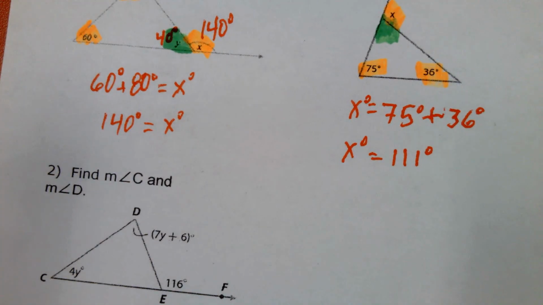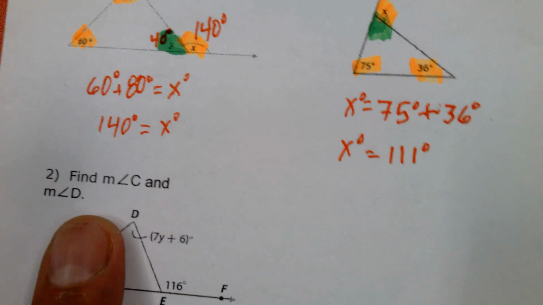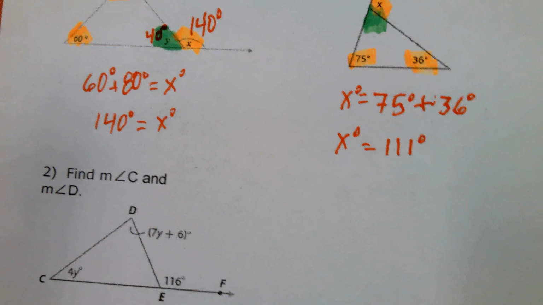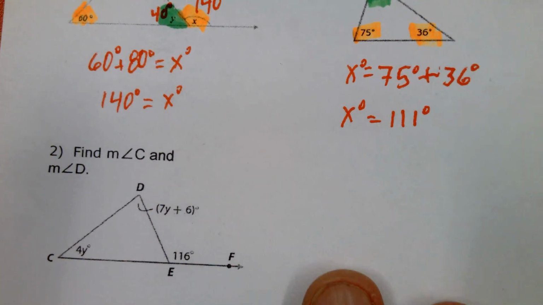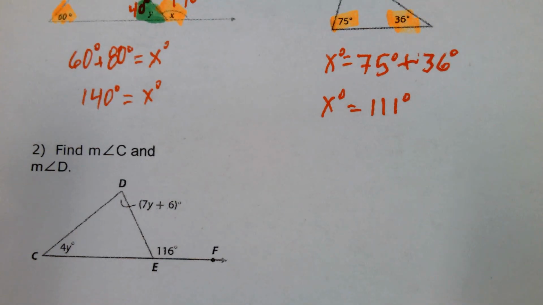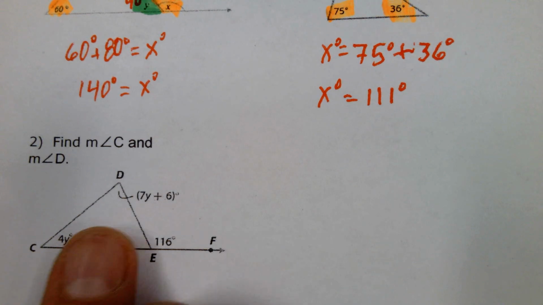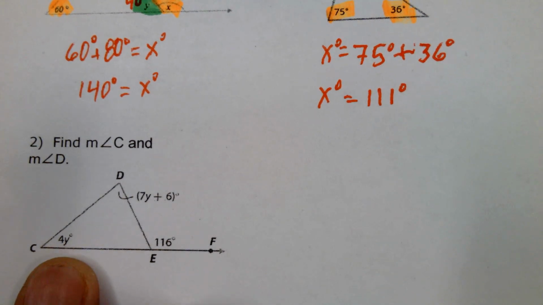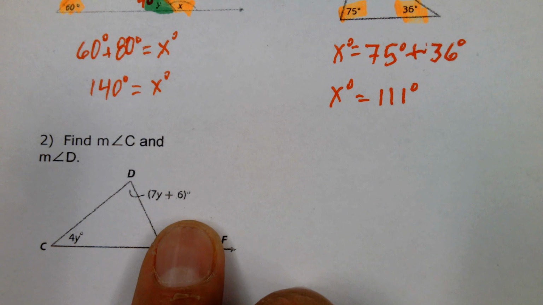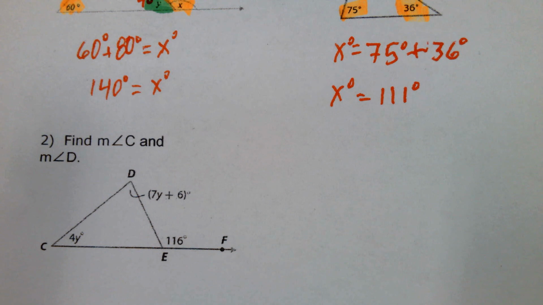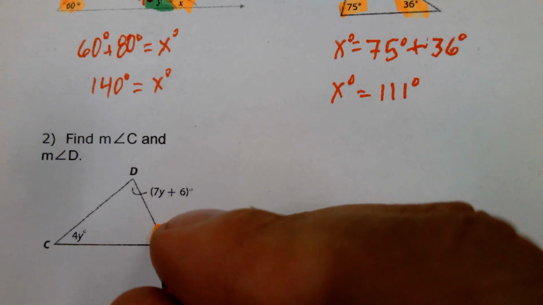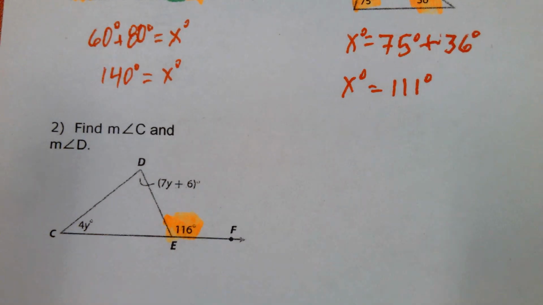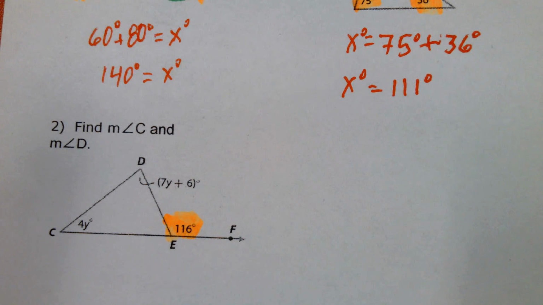Okay. So for the next one, we want to find the measurement of angle C and angle D. So we want to figure out how many degrees each of those angles are. And right now we just have expressions for those, right? For angle C, it's 4 times y. And for angle D, it's 7 times y plus 6. But we do have this exterior angle. We know that that's 116. How can we use that to figure out, first of all, what y is, and then once we know what y is, we can figure out the measurement of the angles.